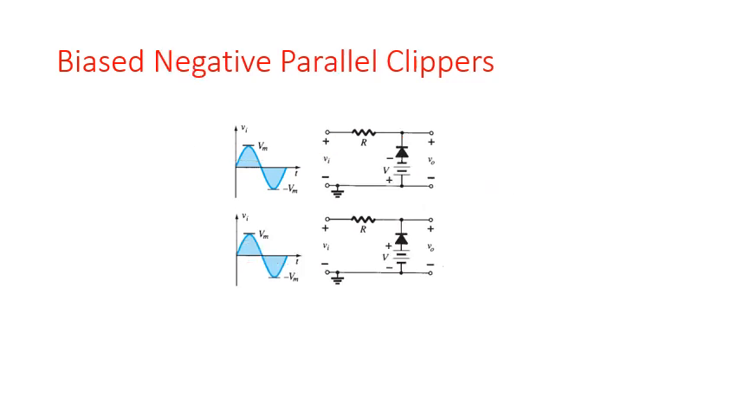Now coming to biased negative parallel clippers. What is going to happen in this clipper is, if I have to solve it directly, this is minus, so you draw a minus over here. You know it is a negative clipper because of how the diode is placed, so it is going to remove everything from the negative side. What you get at the output waveform will look something like this.